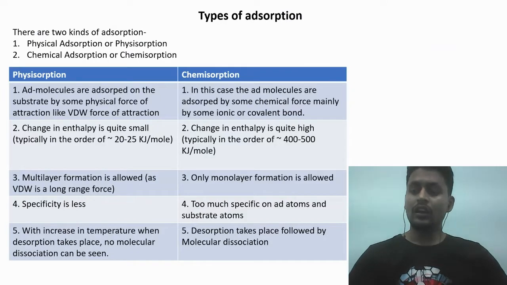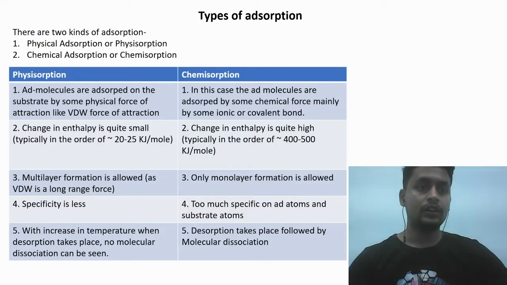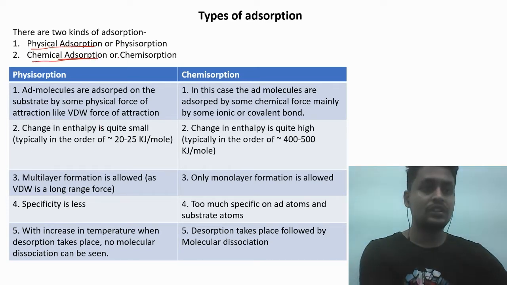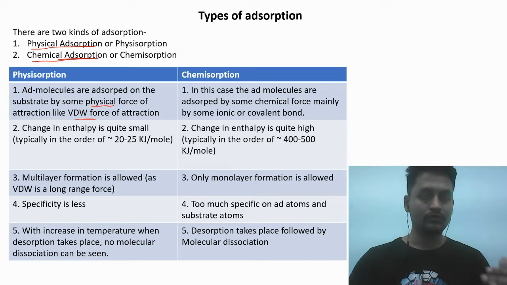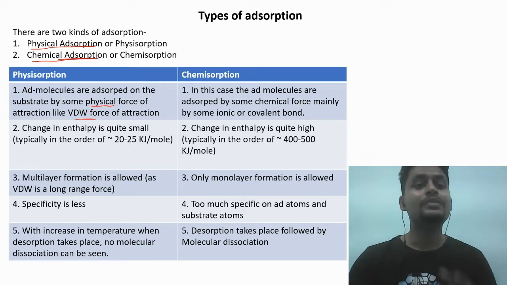So now there are actually two kinds of adsorption possible. One is physical adsorption and another one is chemical adsorption, right? So what are those? I'll try to talk about them a bit. If adsorbate molecules are adsorbed on the substrate, that means the surface layer, by some physical force of attraction like the van der Waals force, that time it is called physisorption.